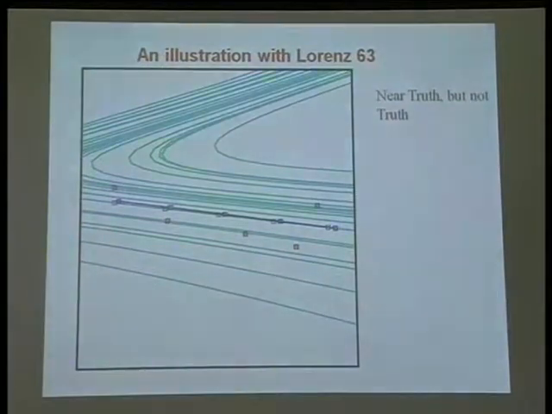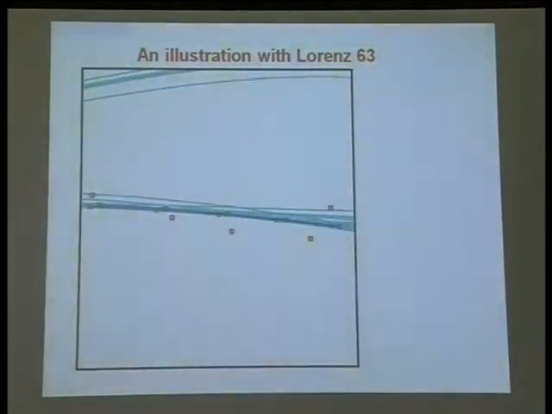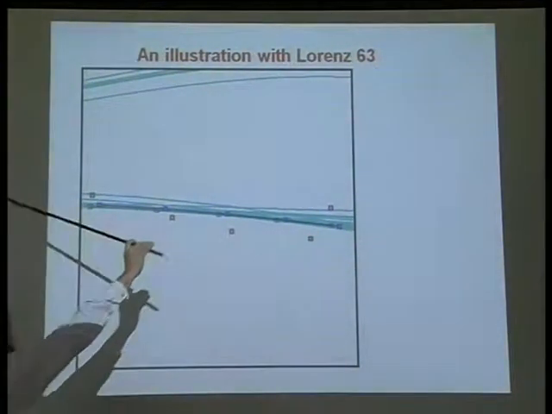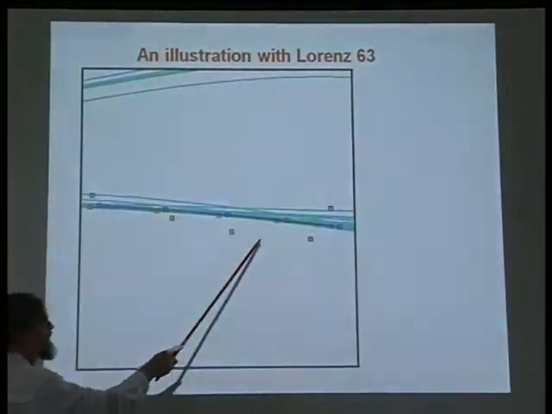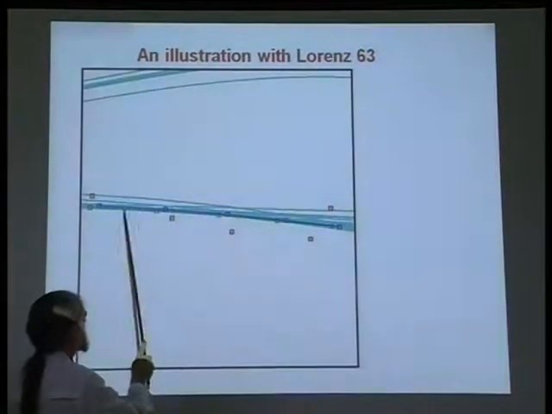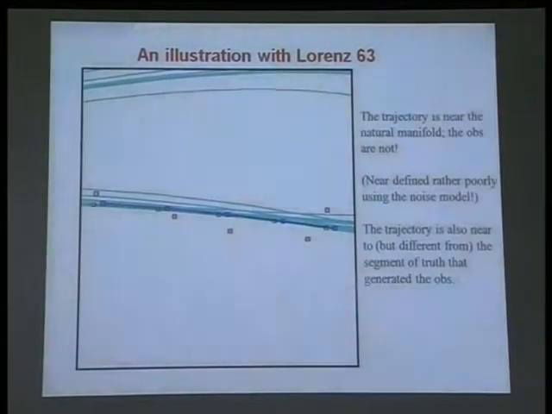That trajectory turns out to be very close to truth. It's not the truth, right? We can't remove the noise completely. But we can work out a trajectory near truth. And it's not only near truth, but it's also close to the manifold. So I've just turned the manifold sideways, right? So now you're looking at it like this. The observational noise, of course, perturbs us off the manifold, away from all the trajectories. By doing this gradient descent, we end up collecting a trajectory which is on the manifold.